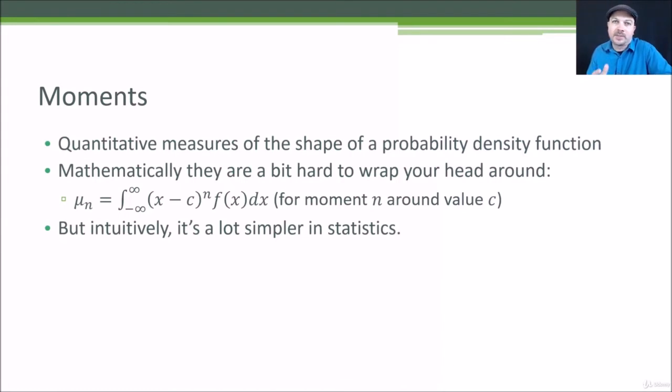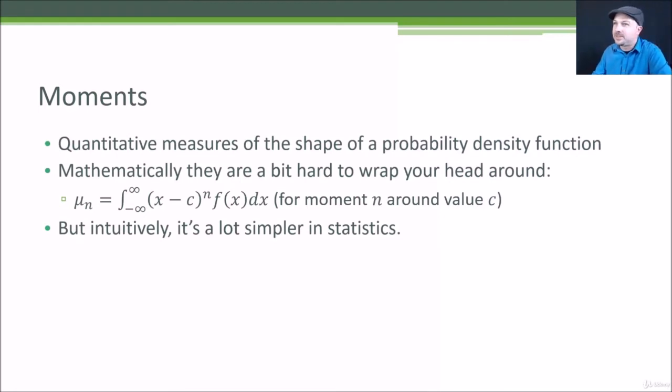Next, let's talk about moments. Moments are a fancy mathematical phrase, and you don't actually need a math degree to understand it, though. Intuitively, it's a lot simpler than it sounds. It's one of those examples where people in statistics and data mining and machine learning and data science like to use big fancy terms to make themselves sound really smart, but the concepts are actually very easy to grasp, and that's the theme you're going to hear again and again in this course.